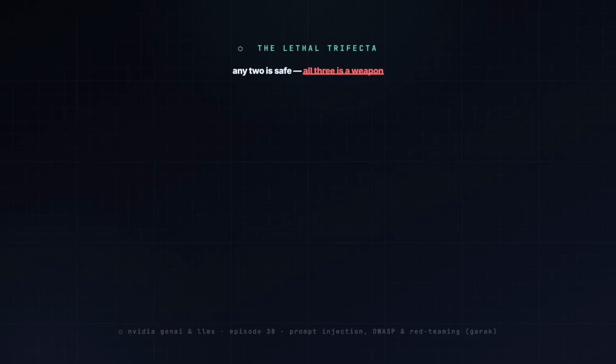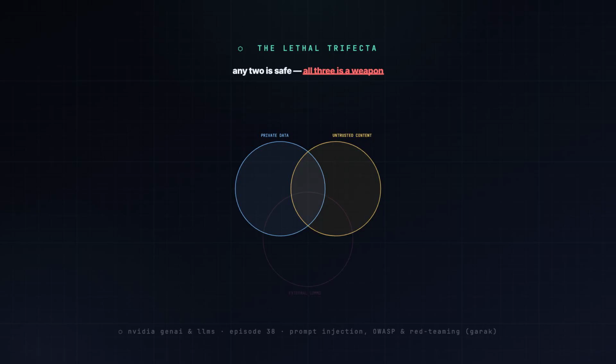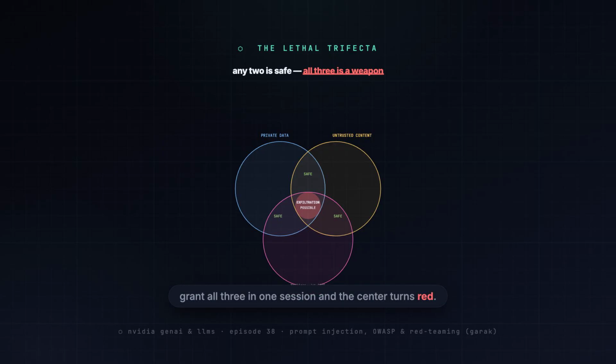Now the picture that ties it together, the lethal trifecta, 3 circles. The agent can read private data. The agent can read untrusted content. The agent can talk to the outside world. Hold any 2 of these and you are safe. Grant all 3 in one session and the center turns red. An attacker who controls the untrusted content can read your secrets and ship them out.